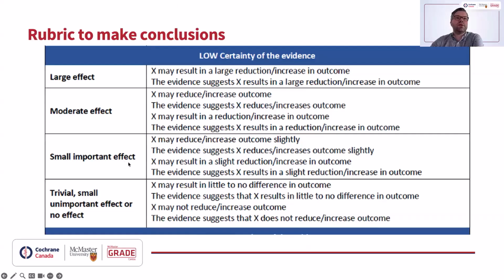For a small important effect, we would say the intervention may reduce or increase, depending on the effect direction, the outcome slightly. But now you see, how do we decide on what is a large, moderate, small, or trivial, or not important effect? And here we go back to setting those decision thresholds at the start of our systematic review process for each of our outcomes of interest that are prioritized for the review.